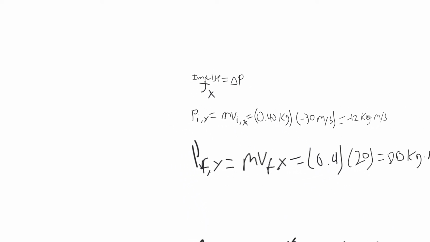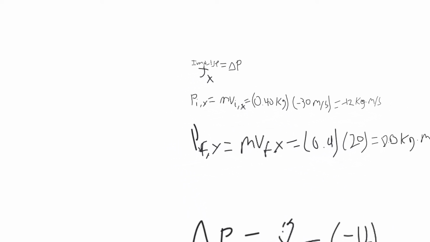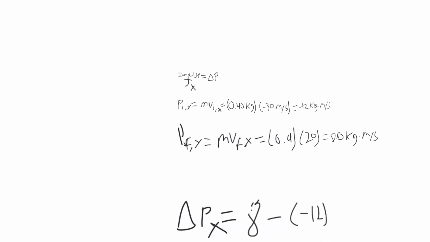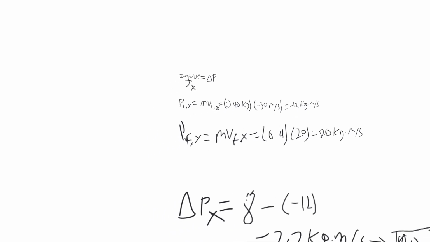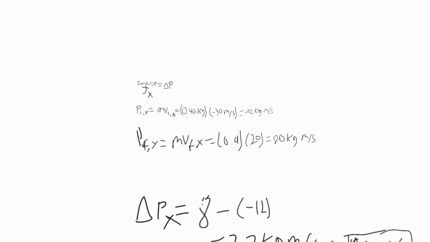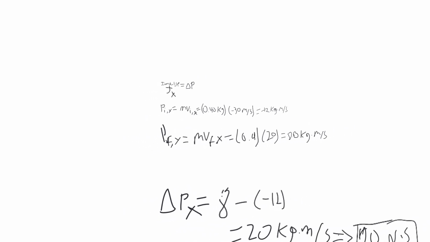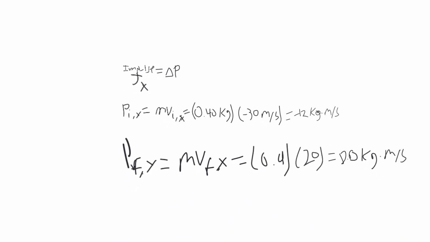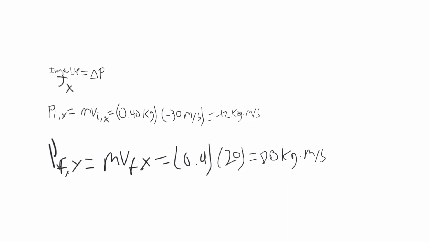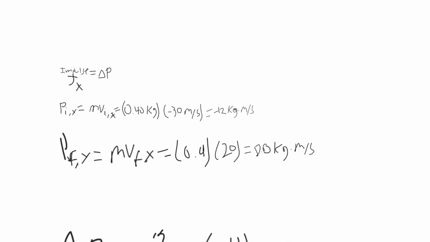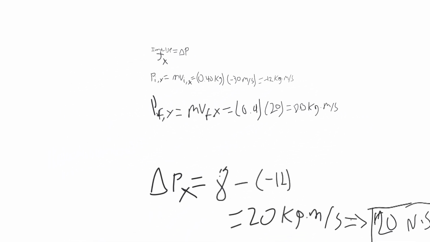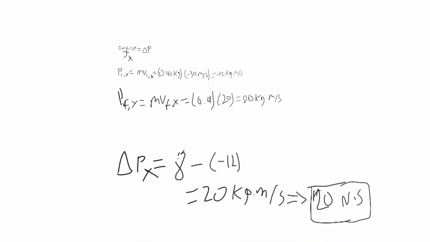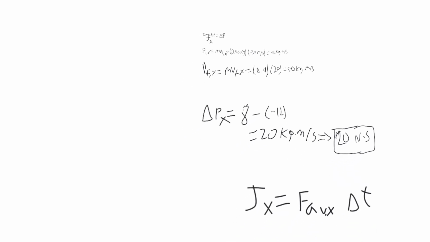Just as we've done many times before, momentum is equal to the mass times the velocity. So we take the initial conditions: 40 kilograms times the negative 30 meters per second, and we get negative 12 for the initial. And for the final, we do the same thing, mass times velocity, and we get 8.0 kilograms times meters per second.